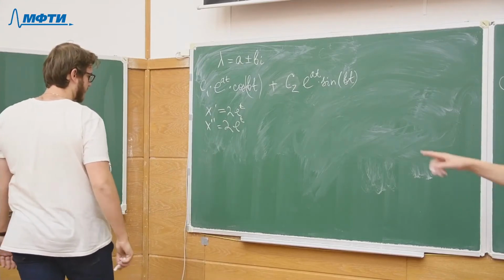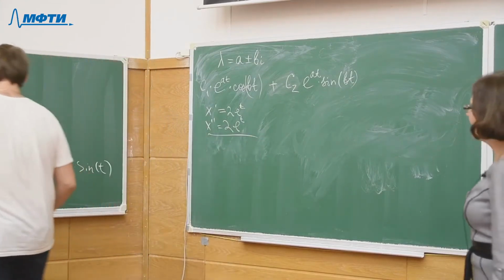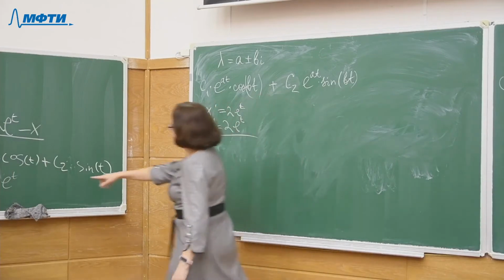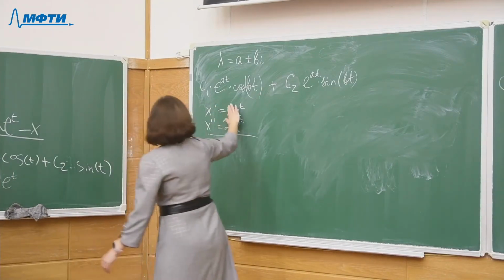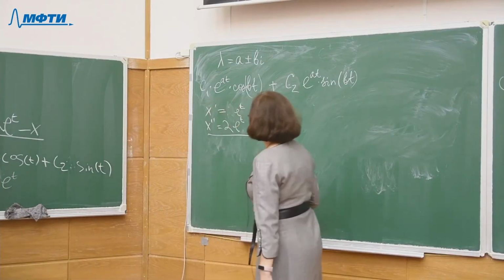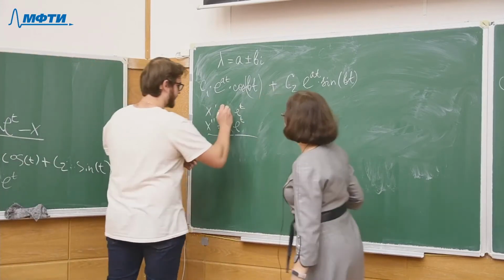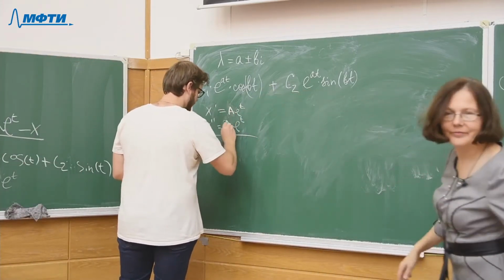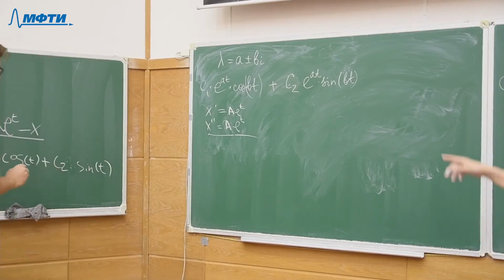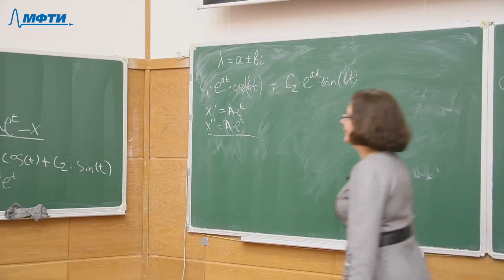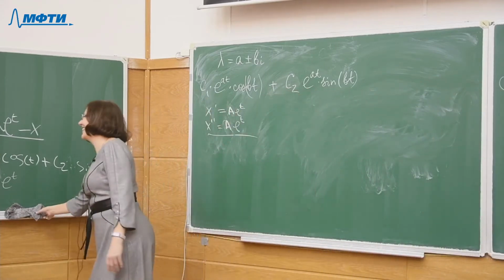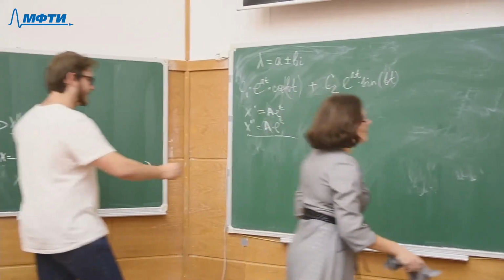Correct. Then substitute. Why two? So differentiate this. This is A, so it must be A. A multiplied, sorry. And this is A also. Then substitute them into the original equation. This one. Right, use this space.